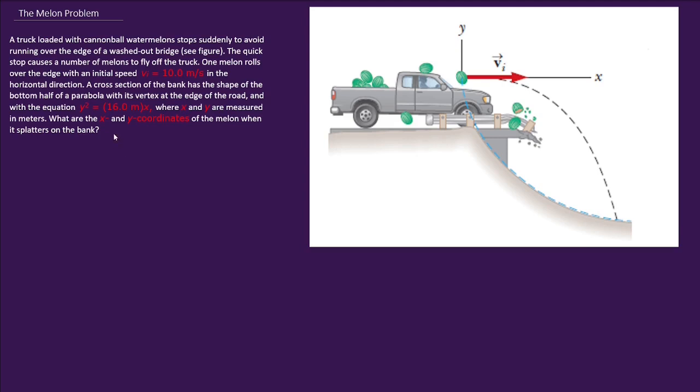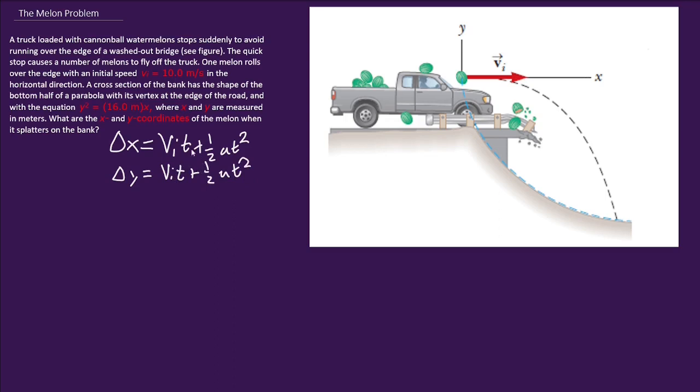So for this problem, we're going to be using the equation change in position equals initial velocity multiplied by time plus 1/2 acceleration times time squared. And we're also going to be doing this for the y direction. So delta y equals v_i t plus 1/2 a t squared.